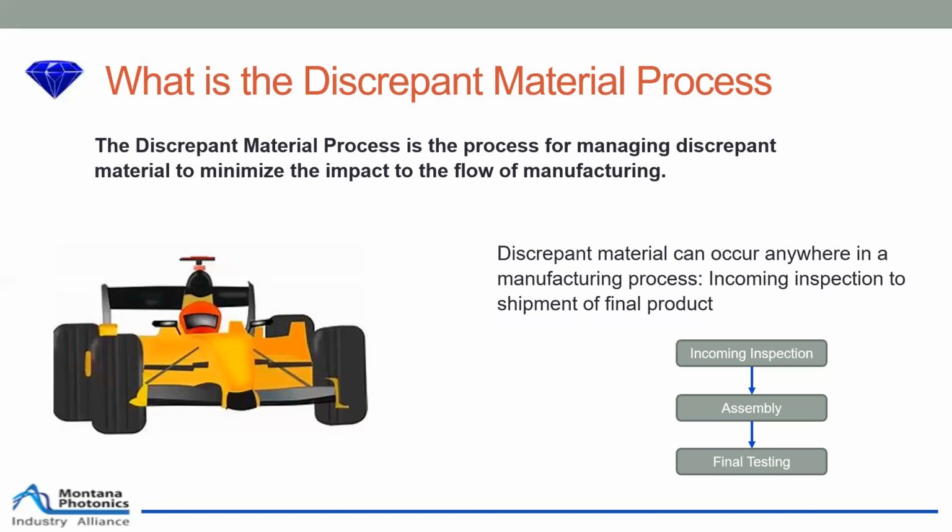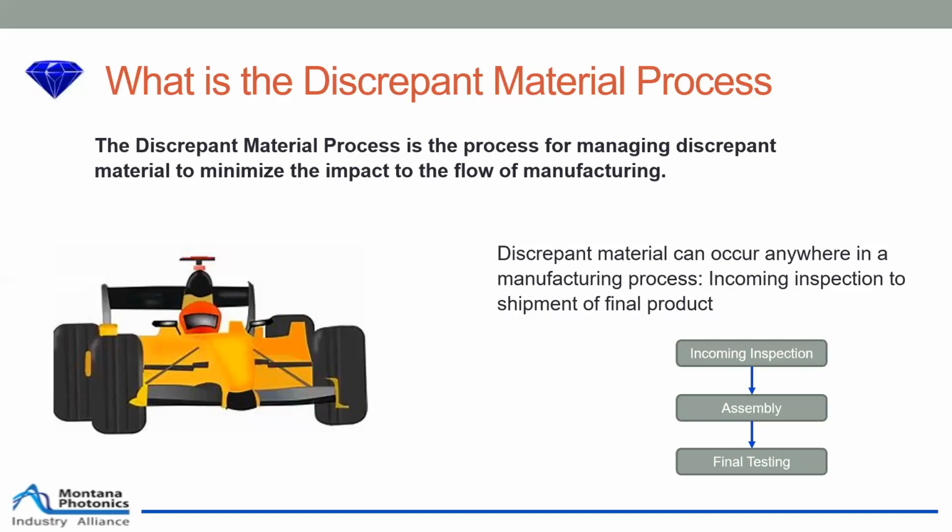Do we remove the tire from the rim and put a new one on? Patch the tire and try to use it again? Scrap both the tire and the rim? Maybe the rim is damaged. Meanwhile, the car is still in the race. This is the discrepant material process. It is a process for managing discrepant material to minimize the impact to the flow of manufacturing.